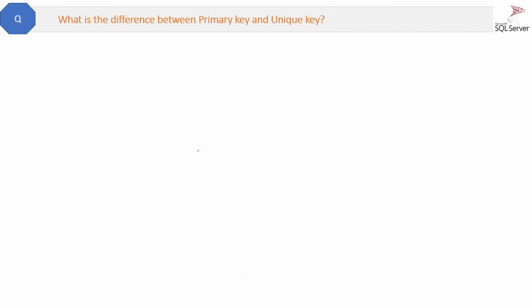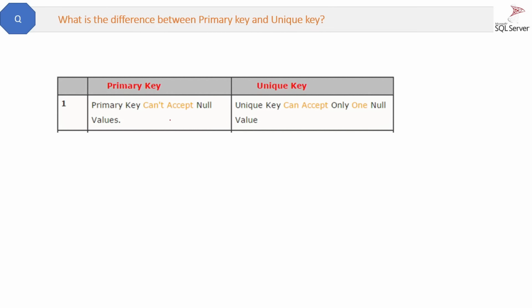Now what is the difference between primary key and unique key? First difference is primary key cannot accept null values. Unique key can accept null values but only one. Remember, only one null value is allowed in a unique key.